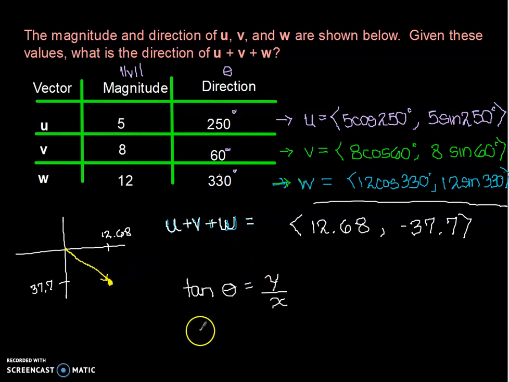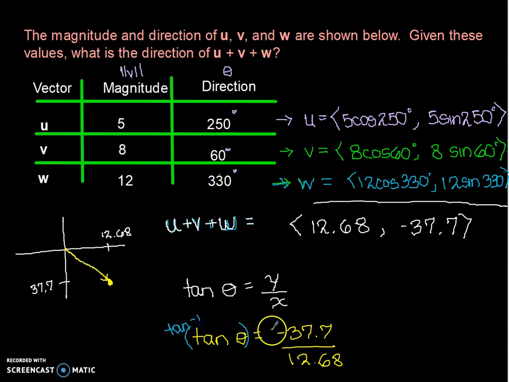So if I take the tangent of theta equals negative 37.7 divided by 12.68. All right, so you would divide negative 37.7 by 12.68, and you would get somewhere around negative 2.97, and so on. Keep that entire decimal in your calculator because we're going to find theta by getting rid of tangent by using inverse tan.